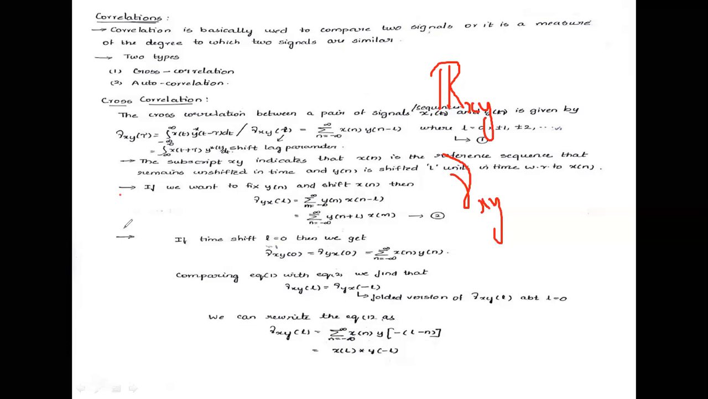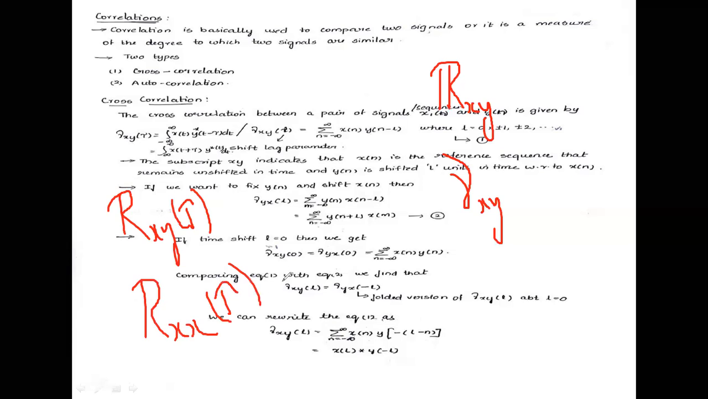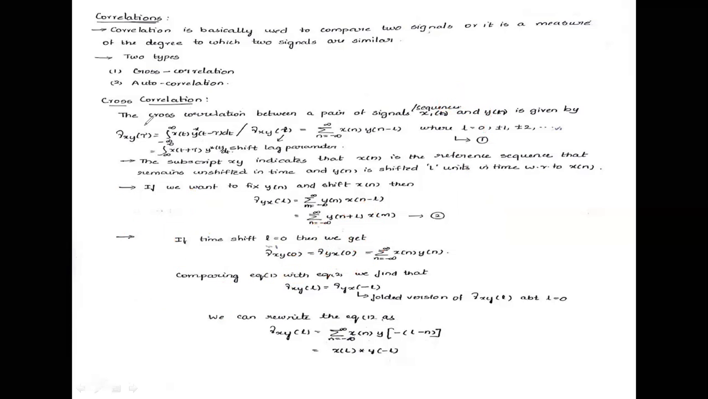But you have to learn only R x y of tau and R x x of tau. It is also autocorrelation, or R of tau. You learn like this one. Whenever you are writing into the notes, if anybody is writing the notes, you change this gamma to a capital R. Okay. What is the formula?